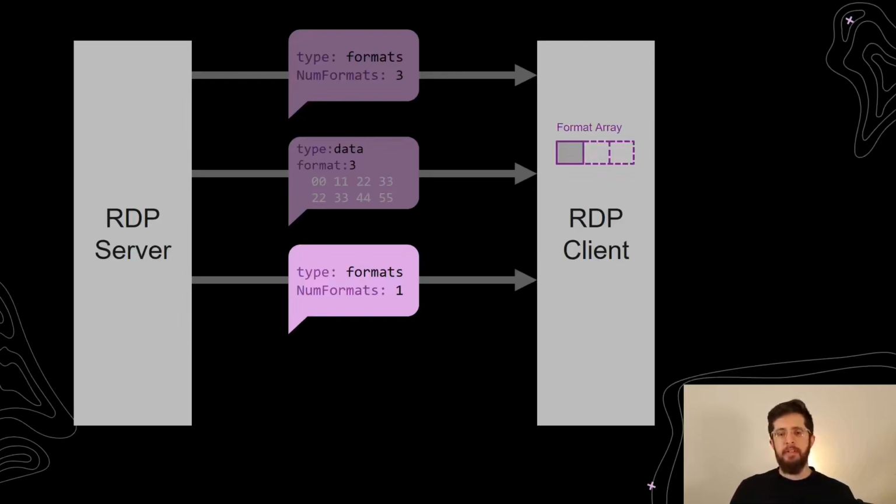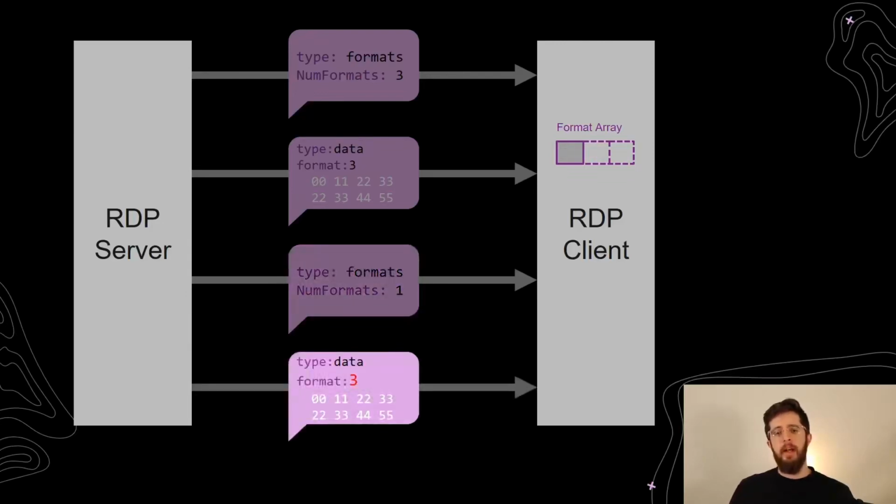Next, the server sends some sound information message with format 3 again, even though the client now only has 1 format to work with. And as you may imagine, the client tries to access the third format inside of an array of only 1 format, practically causing it to crash.